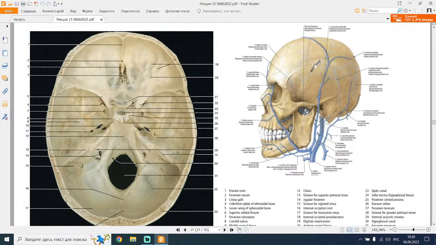Now what you see, the diploic vein. This is the occipital and temporal vein. This is the parietal vein. This is the frontal bone. This is the diploic vein.